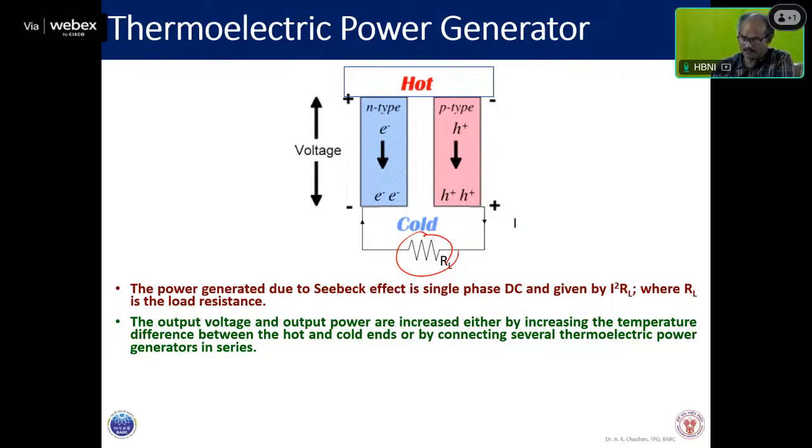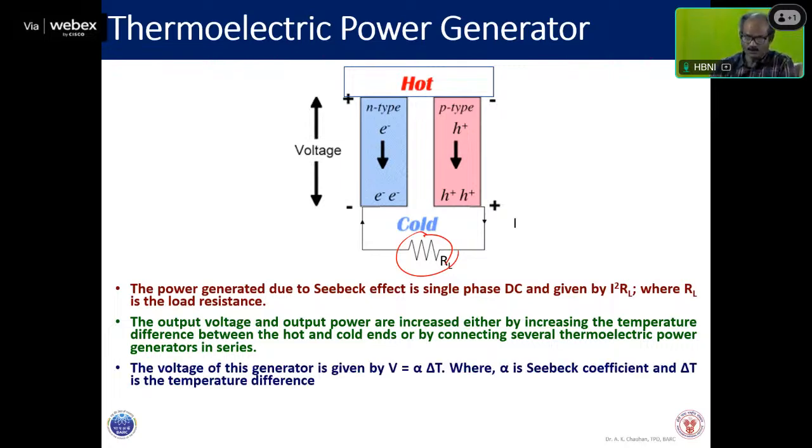So how can you increase the power? You can increase the power if you increase the temperature difference, delta T. You can increase the temperature of the hot end while maintaining the cold end the same, or reduce the temperature of the cold end while maintaining the hot end at the same temperature. So basically the temperature difference is changed, so the power is changed. And another thing is that you can add several such units in series so that you can increase the power.